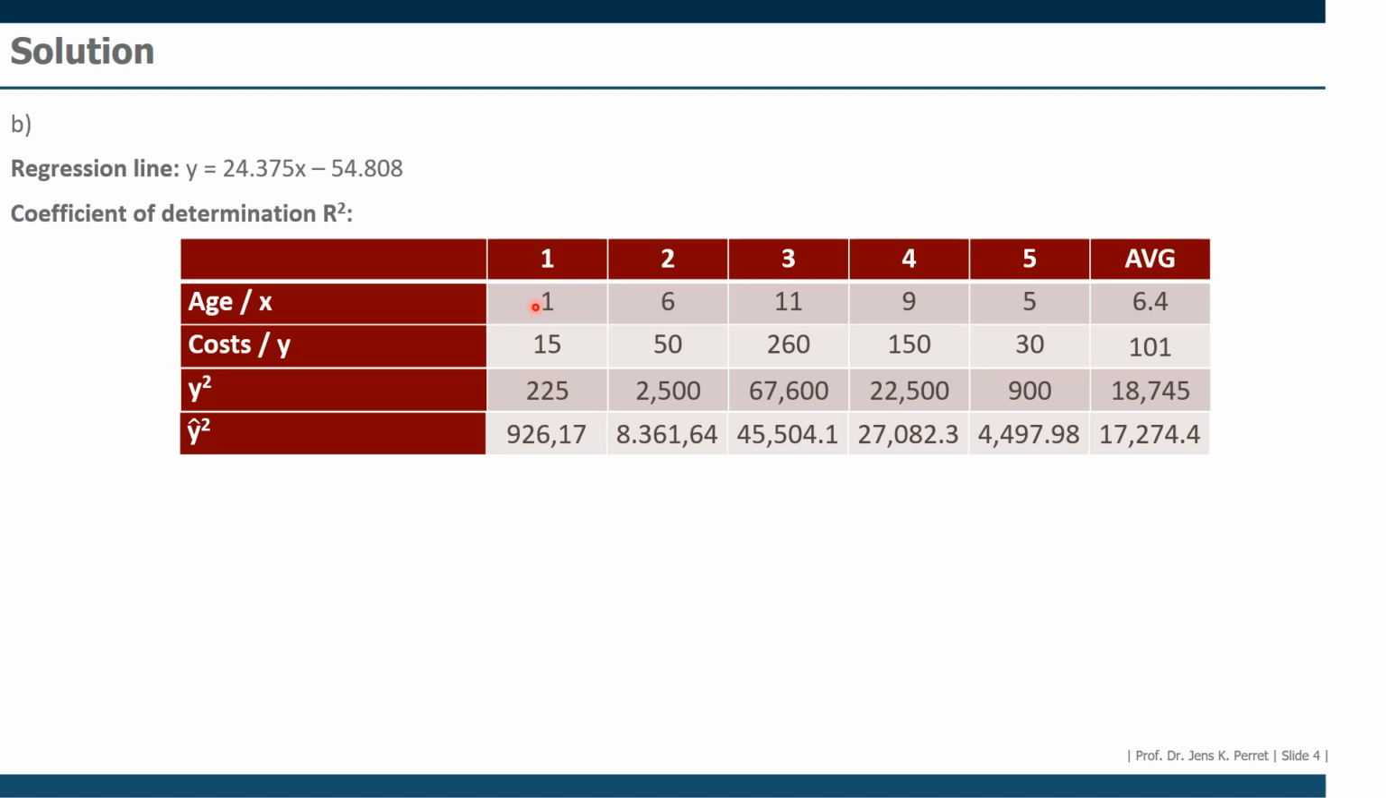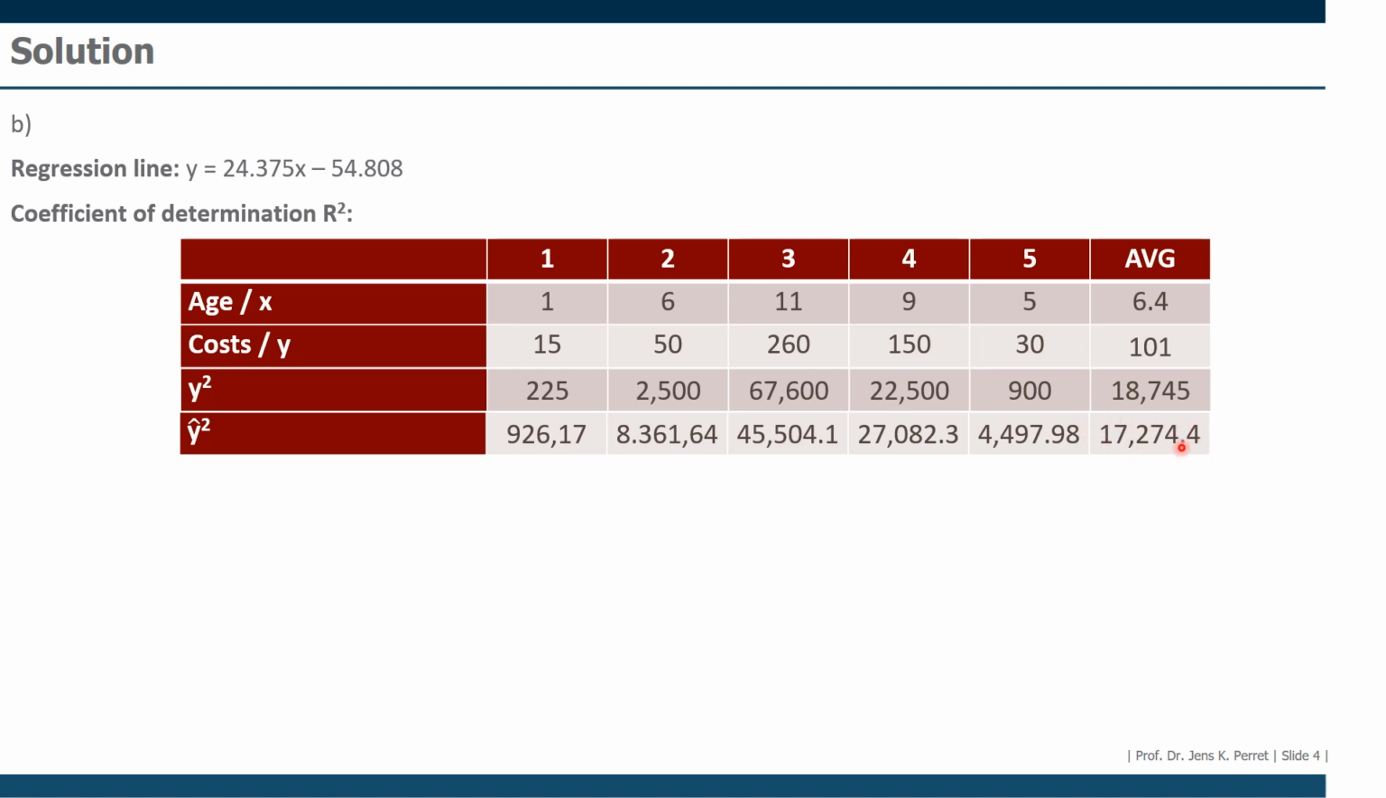And finally, the next line, that's actually something where we have to do quite a bit of work. We have to insert all the x values into the regression line and calculate an estimate for y. Those estimates for y, that's the y hat here. Those estimates for y, we're then going to square, giving us these values here. Of these values, we're also calculating the average. That's the value down here.